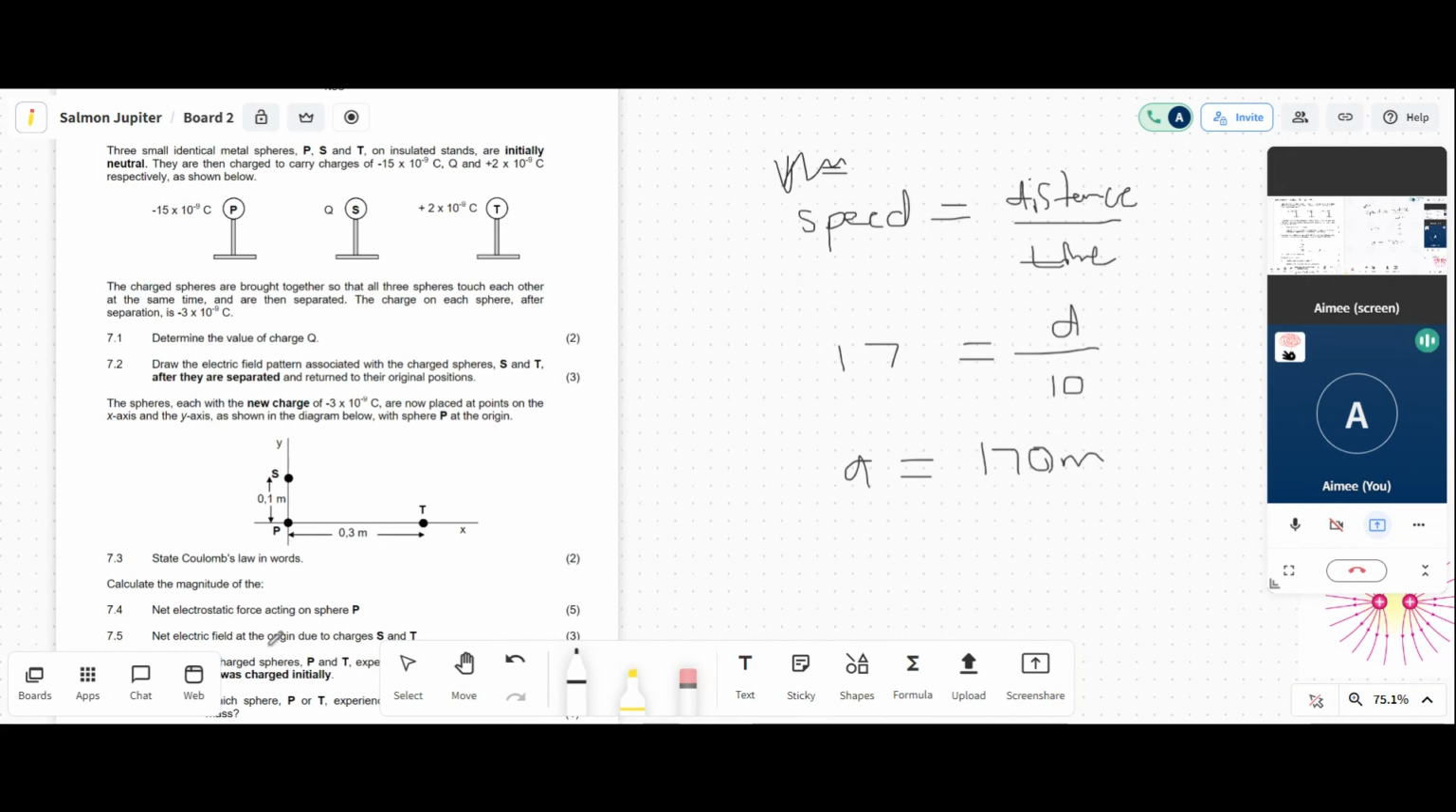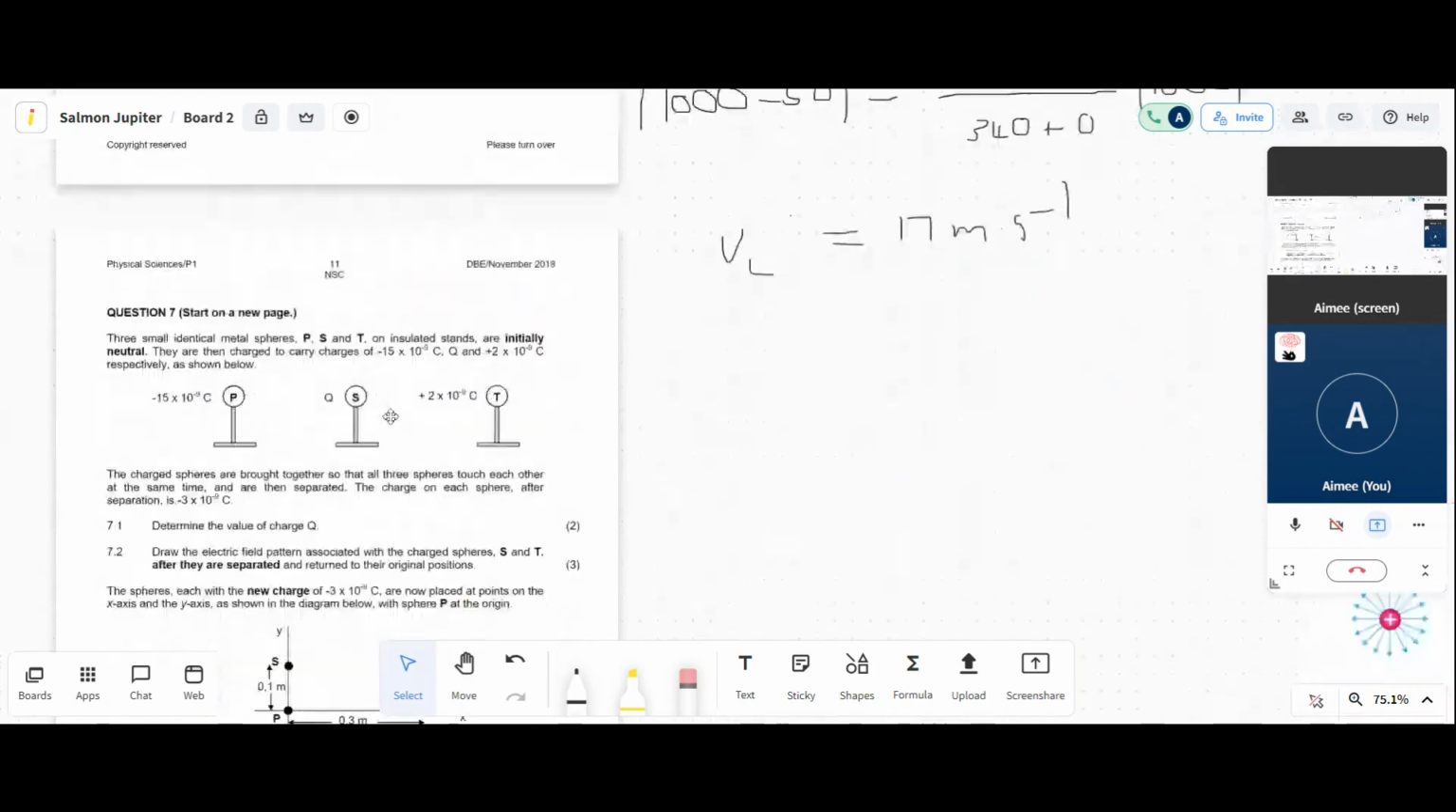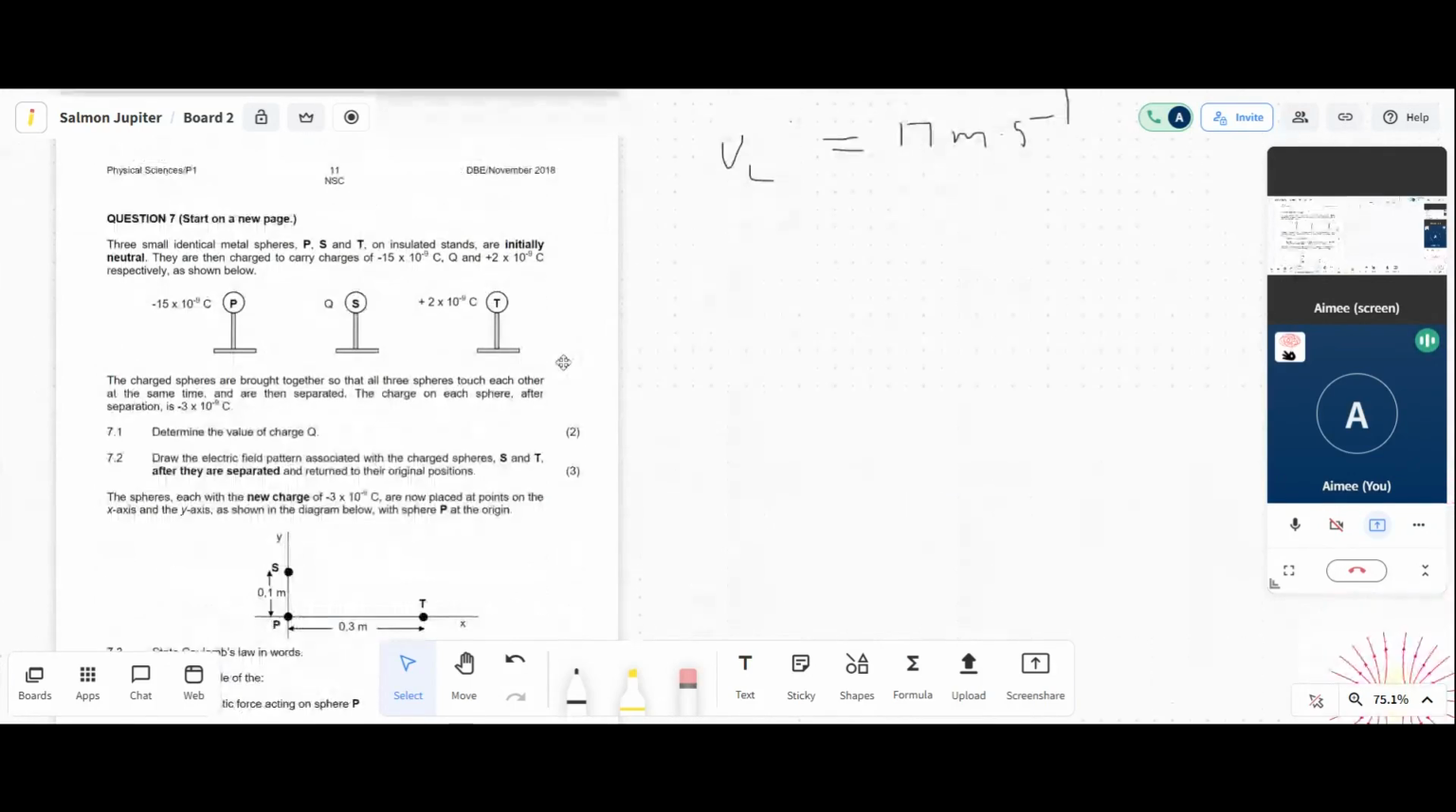Now we move on. Give me a second, I can get rid of all this extra stuff. Okay, so our next question is electrostatics. Okay, let's have a look. Question 7.